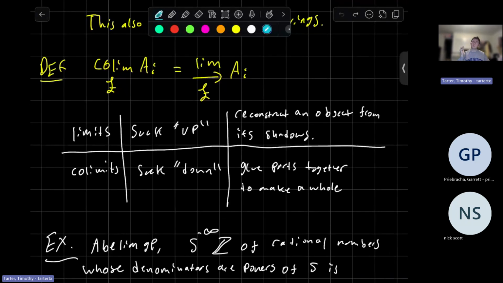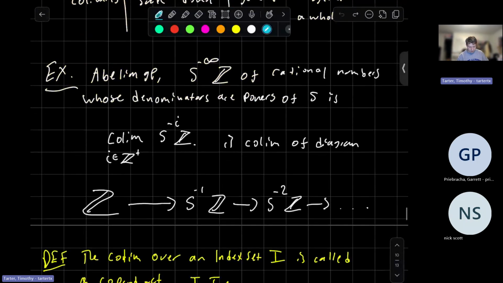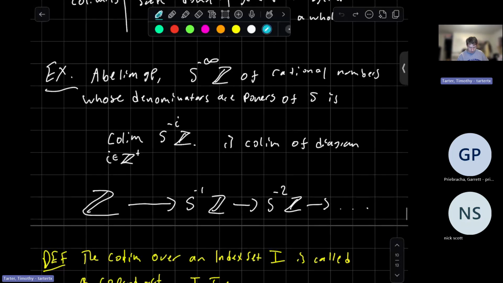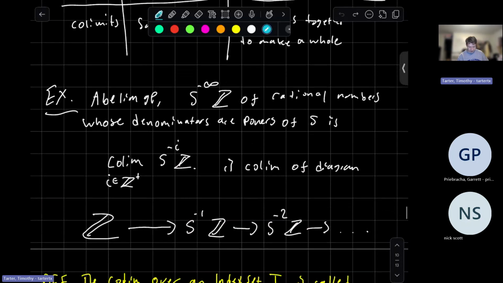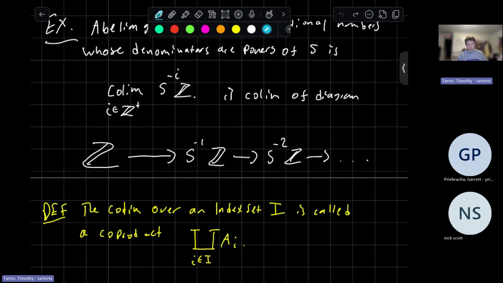So the limit was the thing at the top left of the diagram that had all the things that agree. The co-limit is the localization by all of the things that don't agree. And so in abelian groups, 5 to the minus infinity is the co-limit of all of the chains of Z and 1 over 5 Z and 1 over 25 Z and so on.